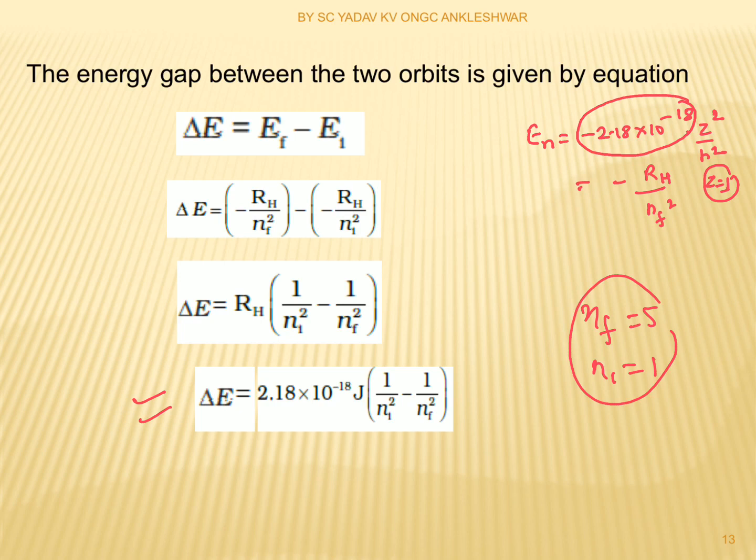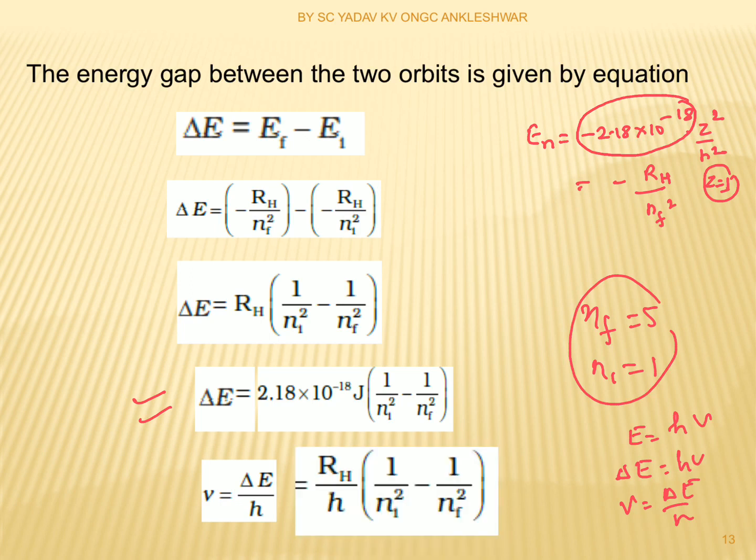Once you get the value of the energy change required, the energy gap between the two orbits, it is easy to calculate the frequency of the radiation required for this energy change. You know that E is equal to h nu, so delta E is equal to h nu, or nu is equal to delta E by h. The value of delta E is RH, which I have written for the quantity 2.18 into 10 to the power minus 18, so nu is RH by h. Is it clear?